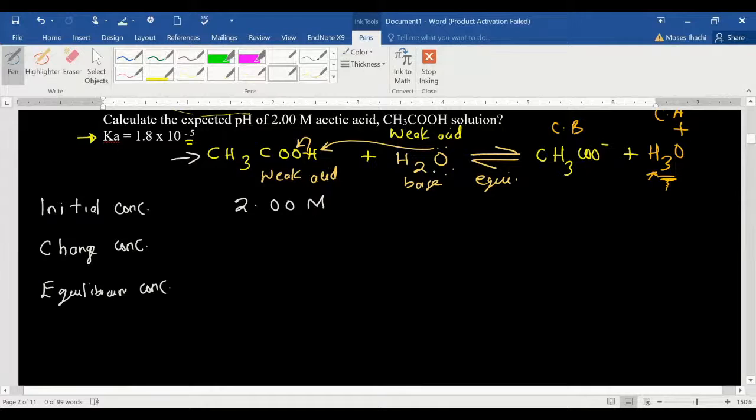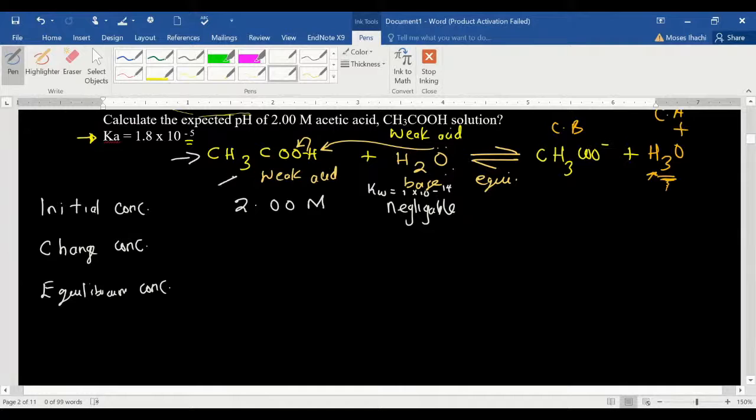Now, H2O plus does not ionize easily, so its concentration is going to be negligible. And in fact, we are given that the ionization constant of water is 1 times 10 to the power minus 14. So it barely ionizes. So we don't expect it to ionize to give us H3O plus. So its concentration is going to be negligible.